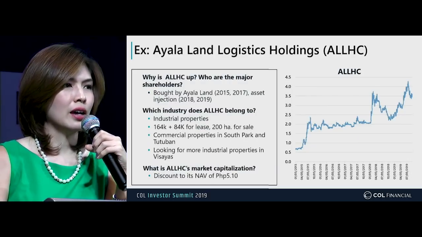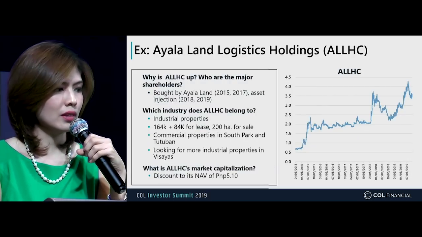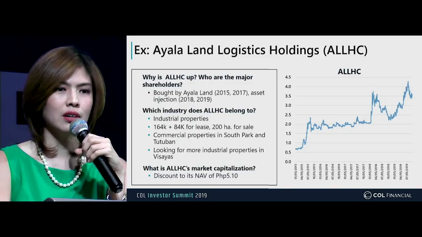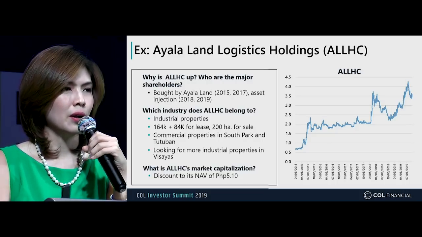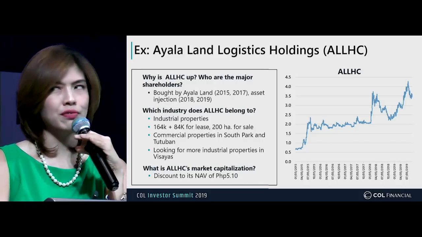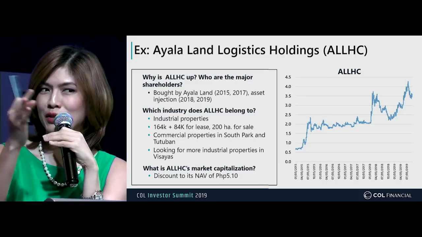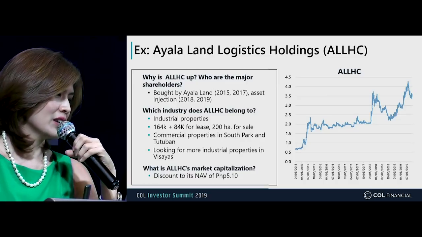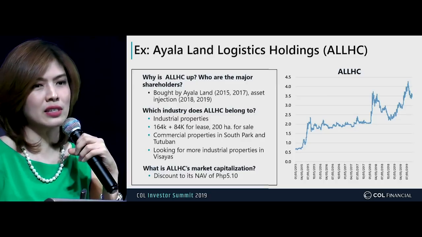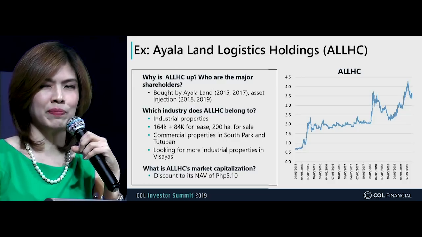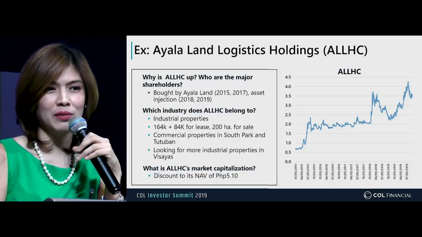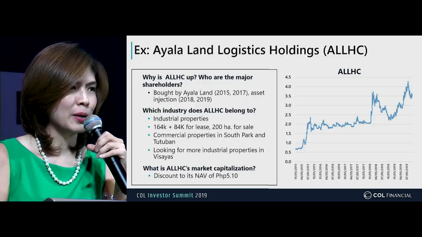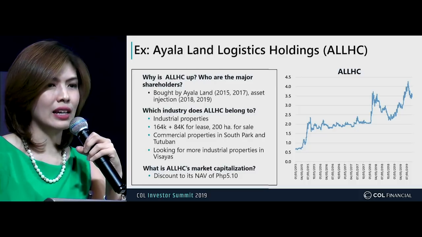Okay, and then another stock that is going up is Ayala Land Logistics Holding Corporation. Well, I've included a chart that starts from 2015 because a lot of things have been going on with this company. Okay, so a brief background, this stock used to be Poppy, Philippine Orion Properties Inc., if I'm not mistaken. But anyway, it was bought initially by Ayala Land in 2015.